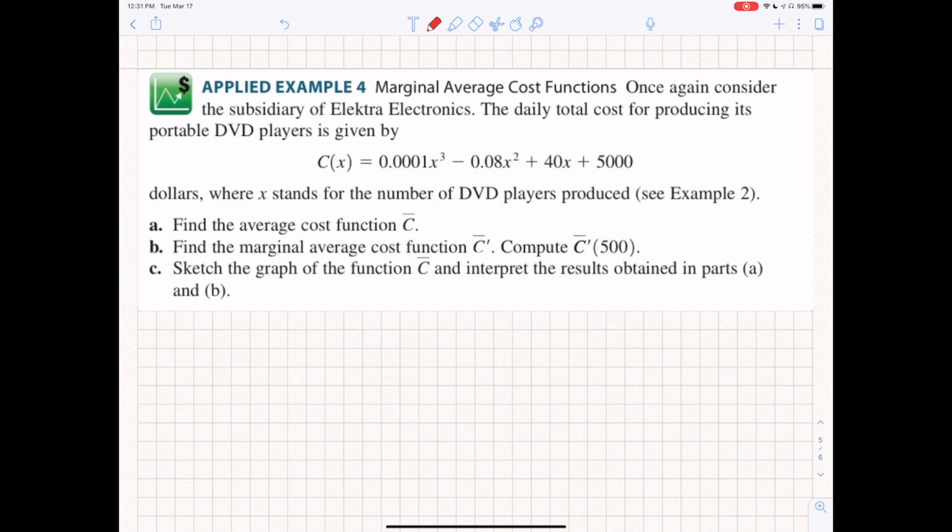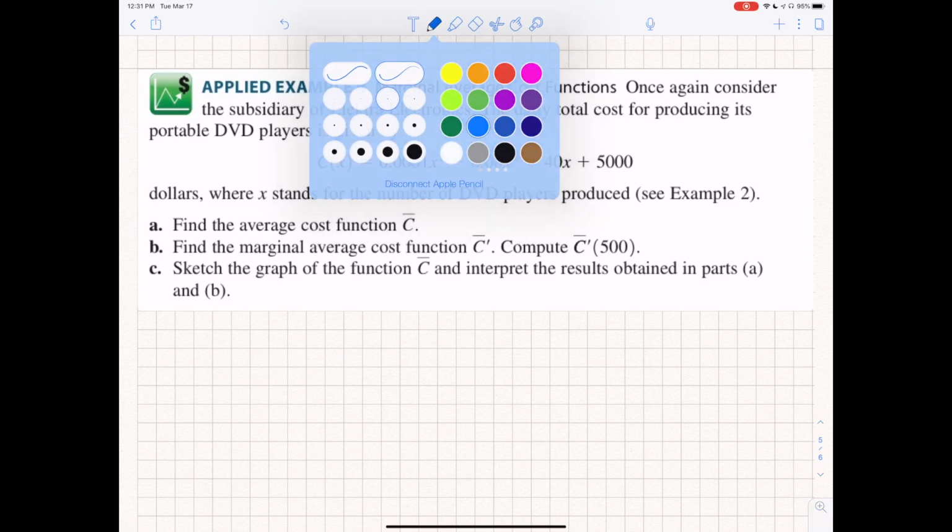So again, I'm going to pause for a sec. Pause the video if you need to, go through and see if you can figure out this problem. And then I'll start putting up my work in case you need some help. You can play it and follow along.